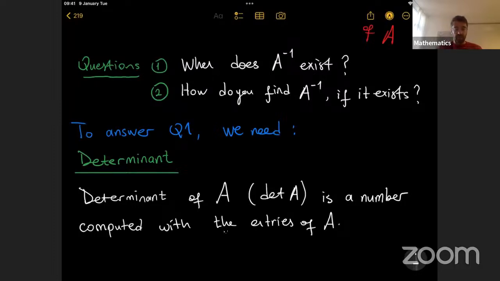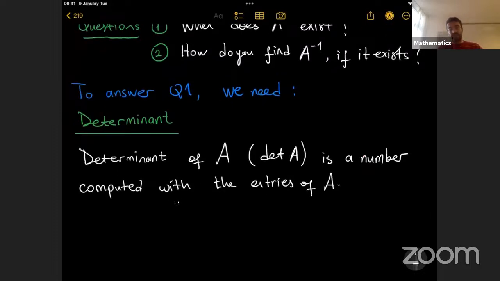That's the question. Let's start with the simplest case, n is equal to 1. That means we have a 1 by 1 matrix. A 1 by 1 matrix is basically a real number, right? It has one row, one column, so it's just a number. In that case, the determinant of A is basically this number itself.